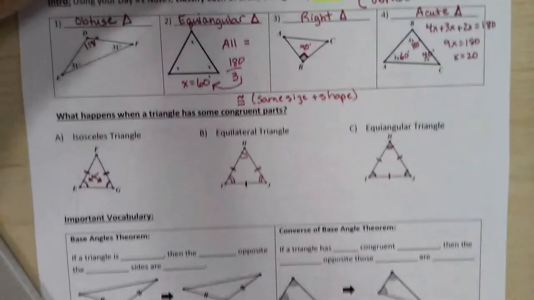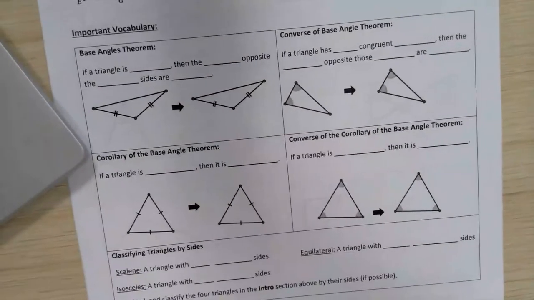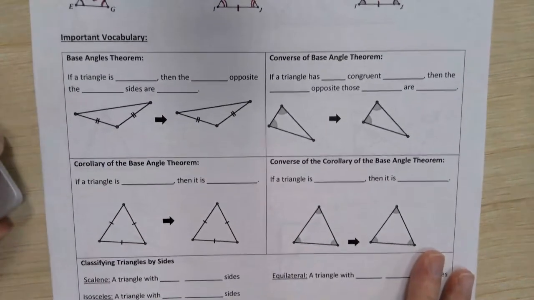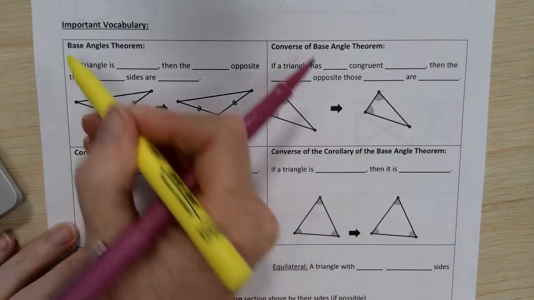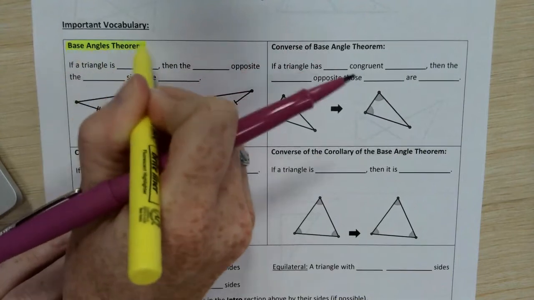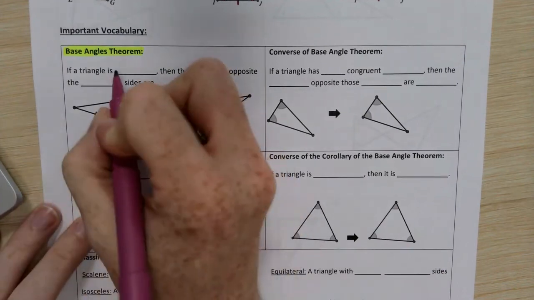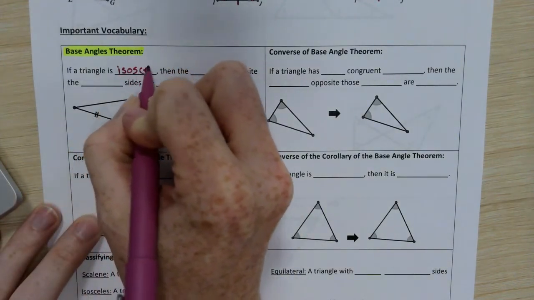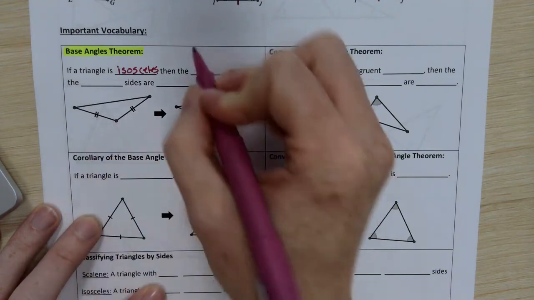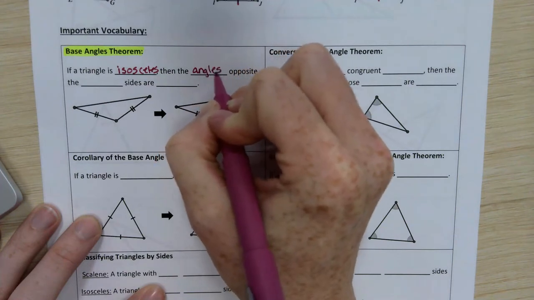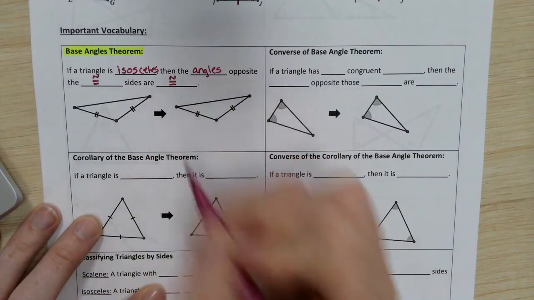So if we move to the next section, important vocabulary and theorems, we're going to formalize those ideas and give them some names. So the first idea that we're going to talk about in terms of formalizing what we just did up above is the base angle theorem. The base angle theorem tells us that if a triangle is isosceles, in other words, it has these two congruent sides, then the angles opposite the congruent sides are also congruent.